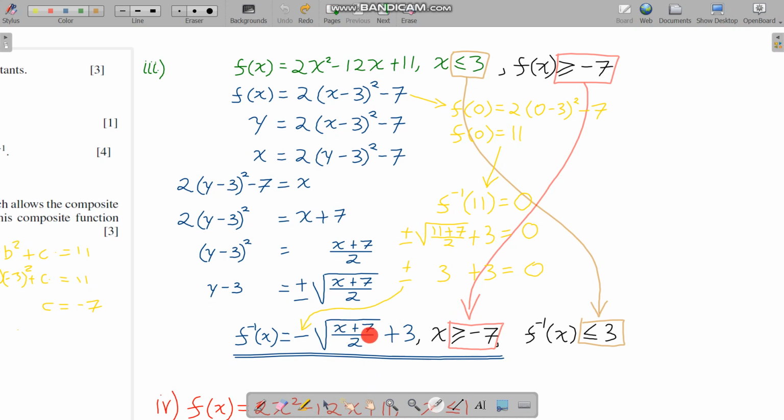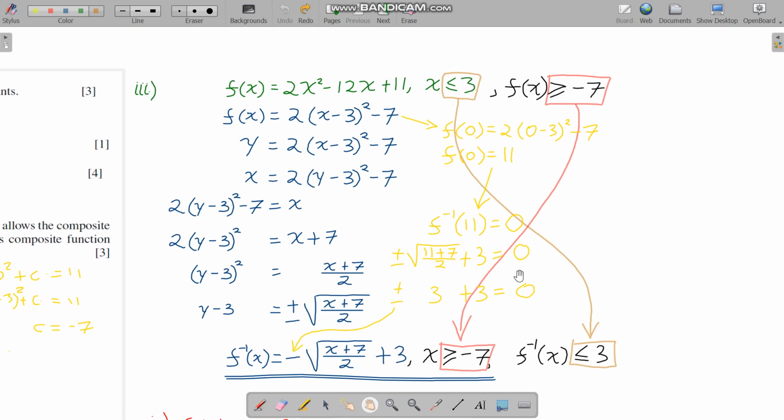11 plus 7 is 18. 18 divided by 2 is 9. The square root of 9 is 3. So because it has to be 0, we have to use the minus, because that is the only way we can get 0. If we use plus, we will get 6, which is not 0. So we have to use minus, and this is the inverse. We write f inverse of x.